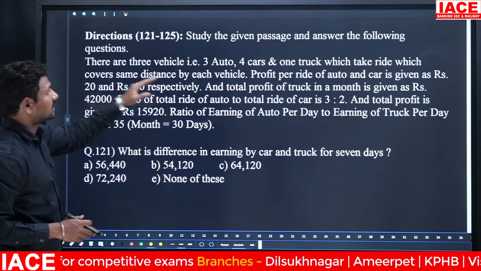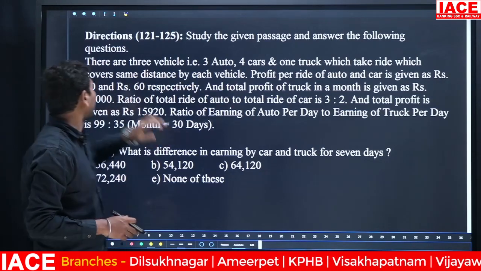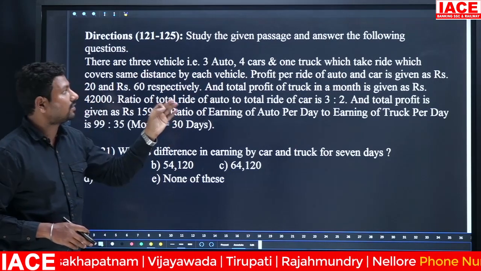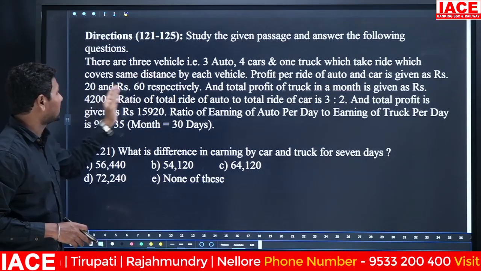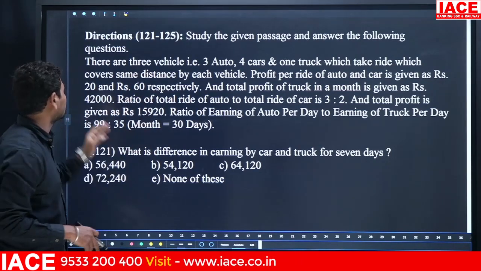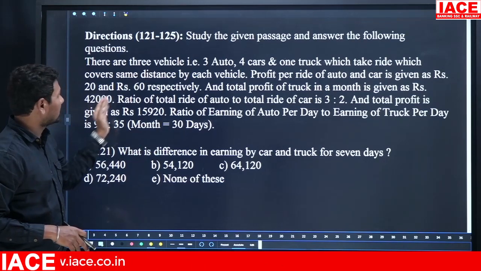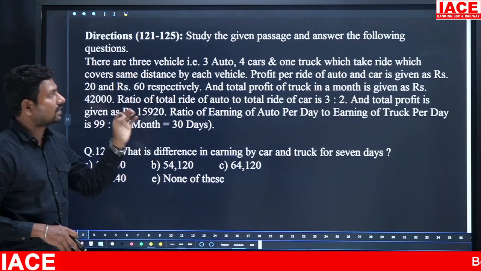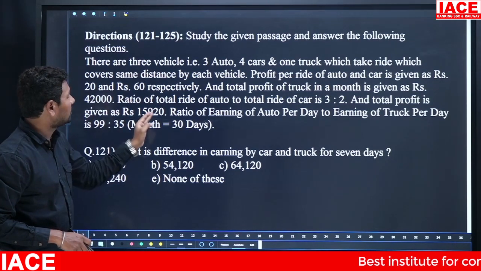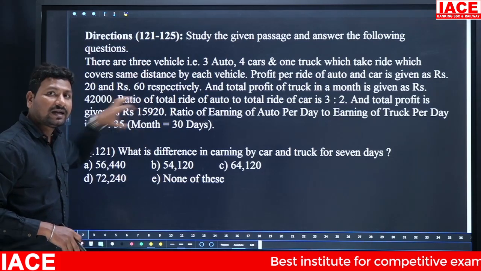There are 3 autos, 4 cars and 1 truck which take rides, covering the same distance by each vehicle. Profit per ride of auto and car is given as 20 rupees and 60 rupees respectively, and total profit of the truck in a month is given as 42,000. The ratio of total rides of auto to total rides of car is 3:2, and the total profit is given as 15920. These are the conditions mentioned.